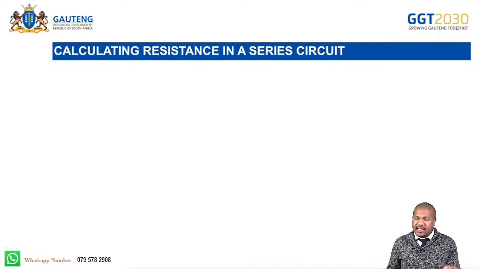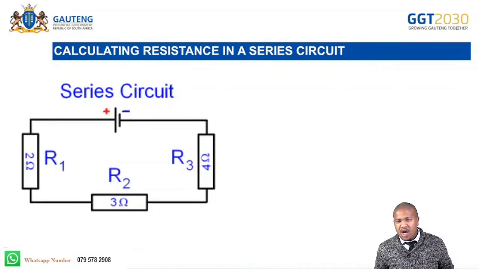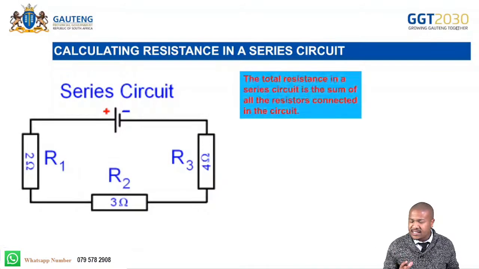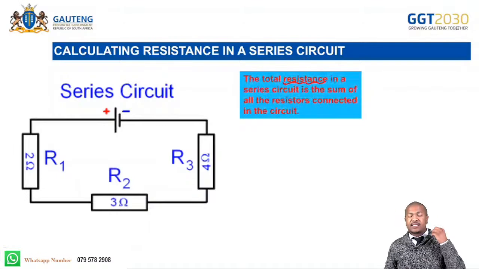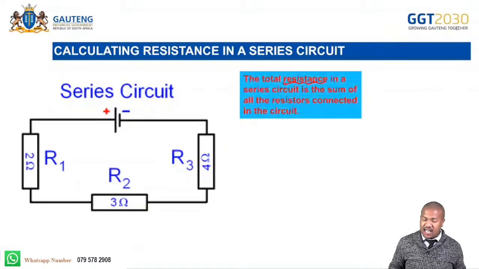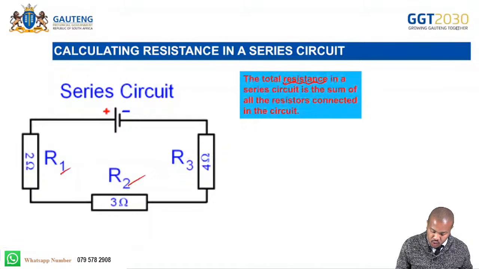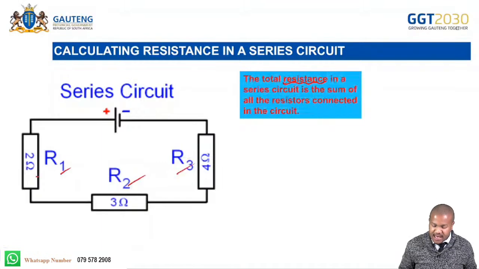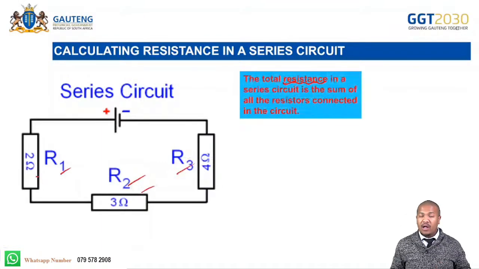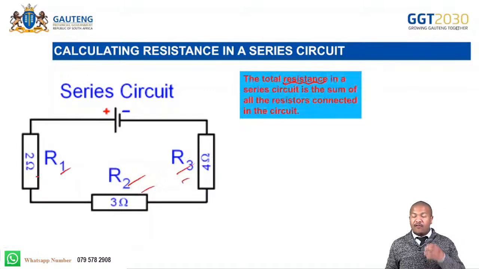Let's calculate for resistance in a series circuit, right? So as we said, in a series circuit, the total resistance is the sum of all the resistors connected in the circuit, right? The total resistance in a series circuit is the sum of all the resistors connected in the circuit. So how many resistors do we have here? We have 1, 2, and 3, right? And their resistances are different, right? Resistor 1 has 2 ohms, resistor 2 has 3 ohms, and resistor 3 has 4 ohms, right?